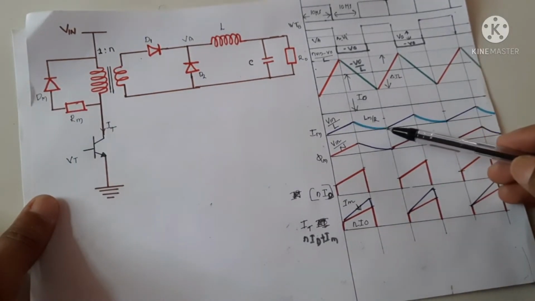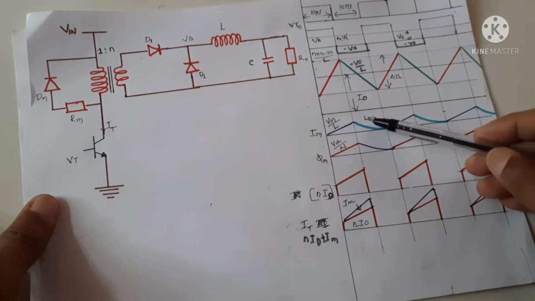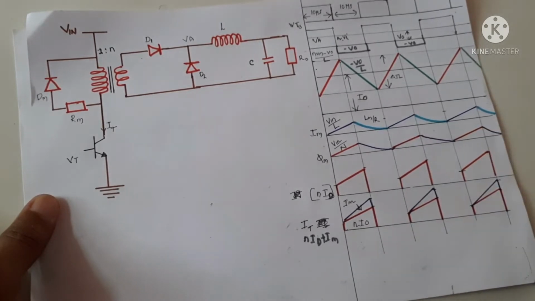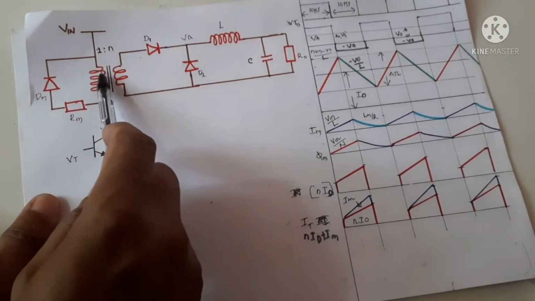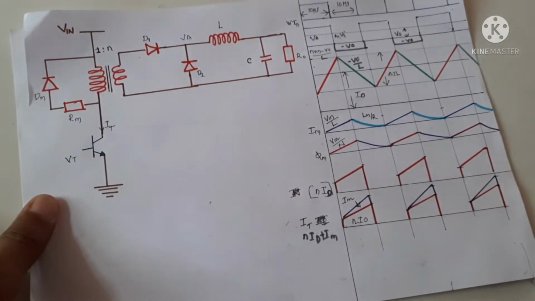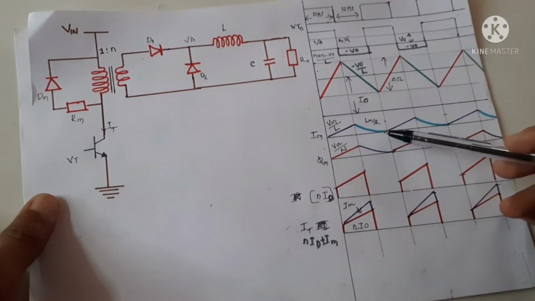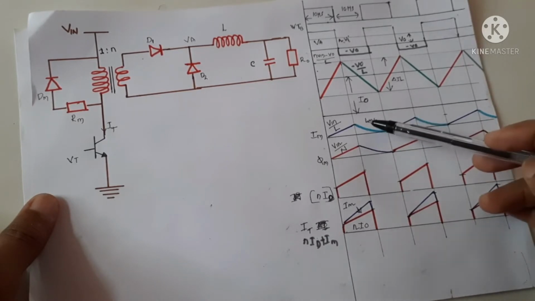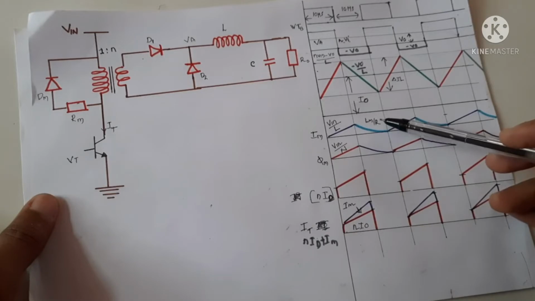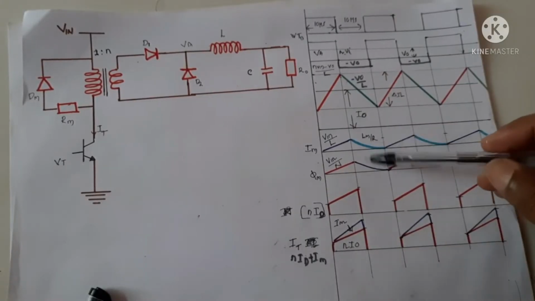This is the magnetization reset, which is given by Lm by R. That means the inductance divided by R. This is the rate at which the magnetization current is decreasing. The flux has to be reset before the transistor is turned on again. This is the time when the transistor is on again. So Lm by R should be less than the transistor off time.